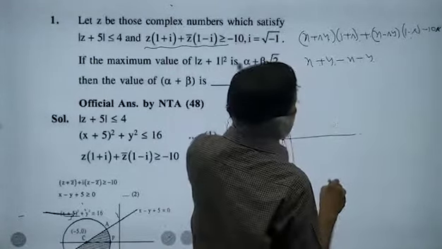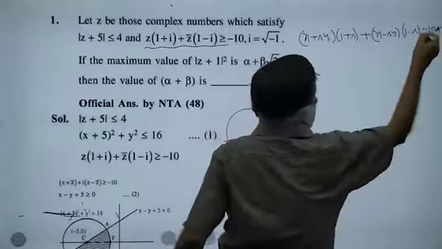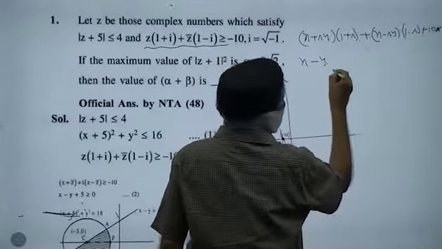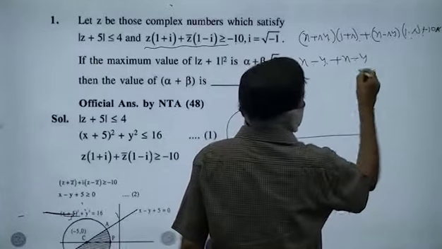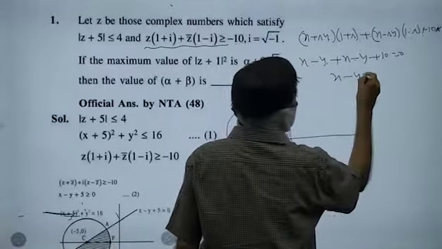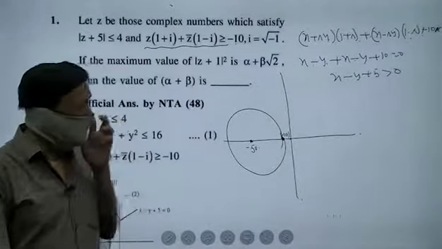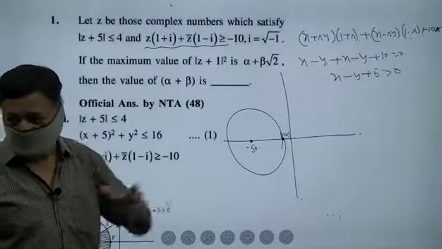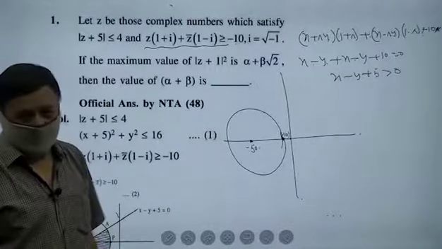So the imaginary part will not give you anything. The real part is plus 2. The real part will give you what? x minus y plus x minus y plus 10. You will get x minus y plus 5 greater than 0. Greater than 0. First write is equal to, then greater than 0. So that is a line for you.